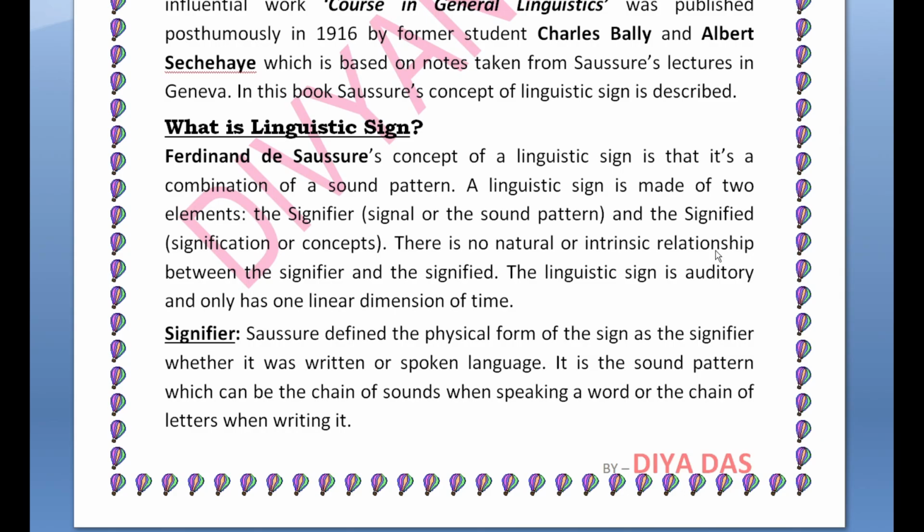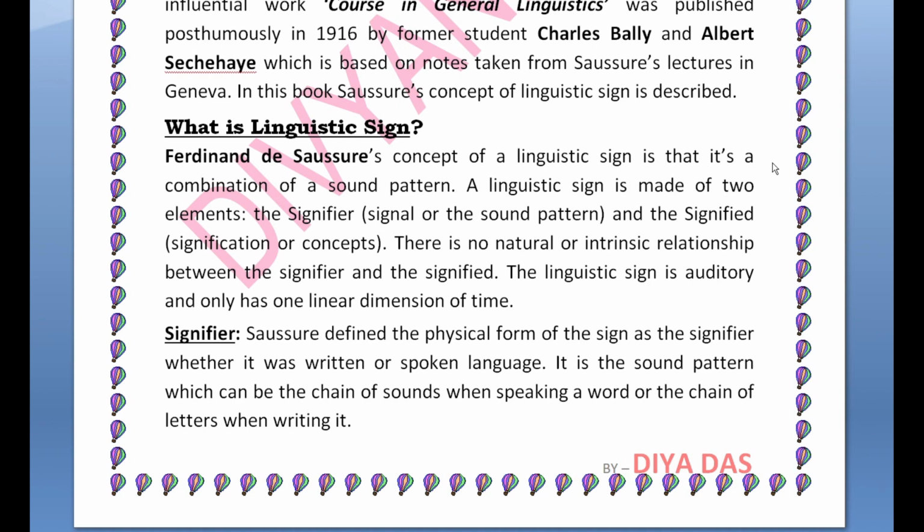Ferdinand de Saussure's concept of a linguistic sign is that it's a combination of a sound pattern. A linguistic sign is made of two elements, the signifier, signal or the sound pattern, and the signified, signification or concepts. There is no natural or intrinsic relationship between the signifier and the signified. The linguistic sign is auditory and only has one linear dimension of time.